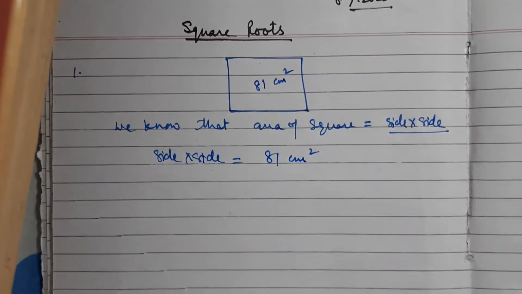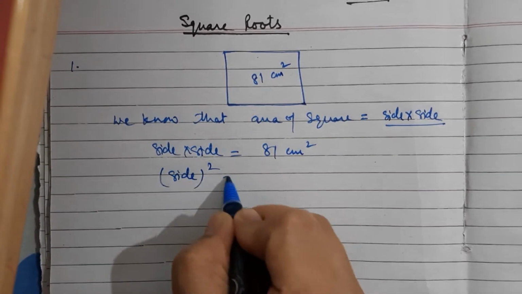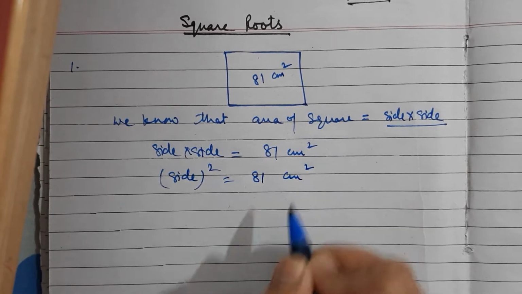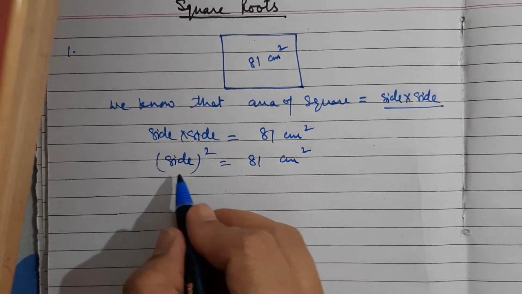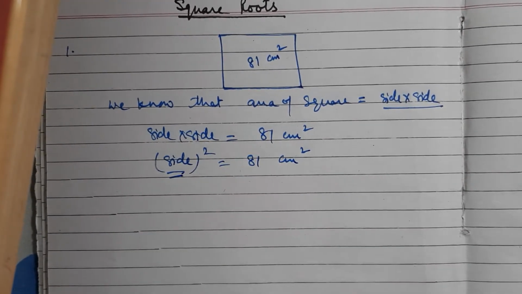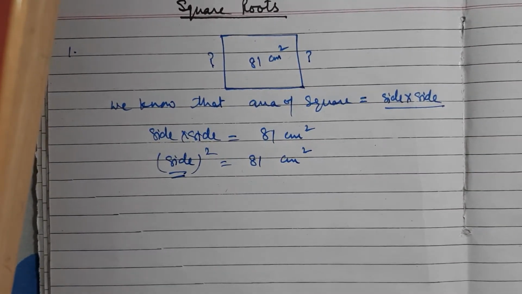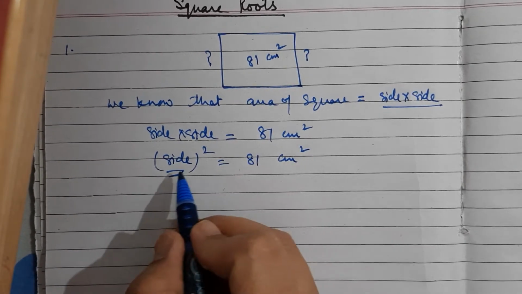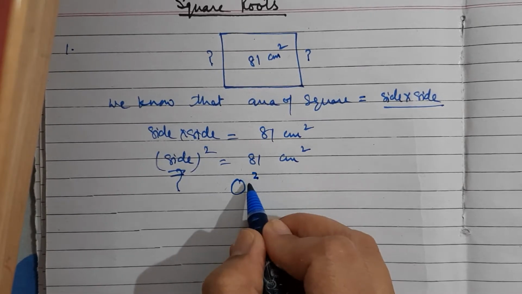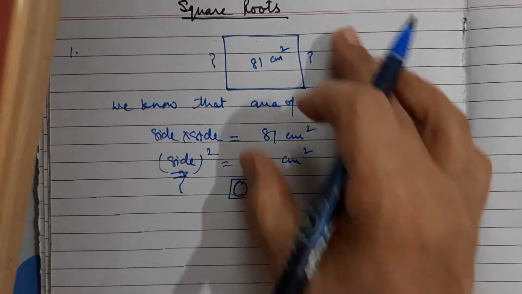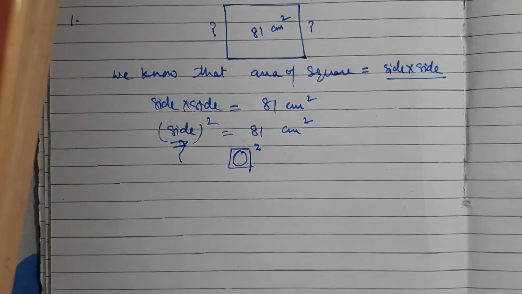Area is given here. So we know that side into side is area, or we can write side square is equal to 81 centimeter square. Now children, to find side of the square, we need to find a number whose square is 81. Right? This is one of the situations to find the side of the square. Now take another example.